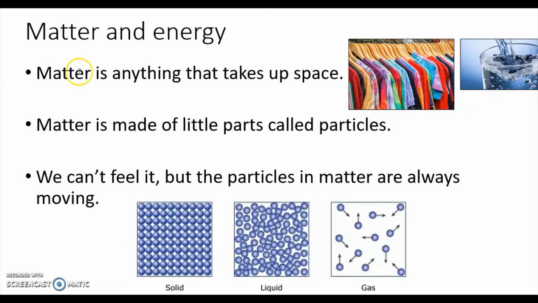Matter and energy. Matter is anything that takes up space, like these clothes or water or paper or a book, anything that takes up space. Matter is all around us. Matter is made up of little parts called particles. We can't feel it, but the particles in matter are always moving. In a solid, they barely move. In a liquid, they move more. And in gas, they're moving all the time.